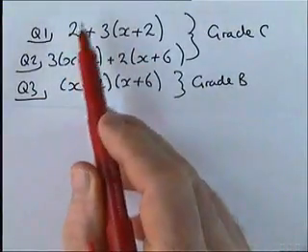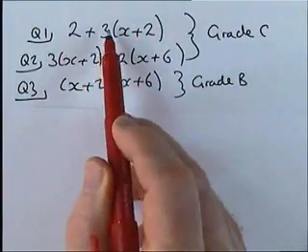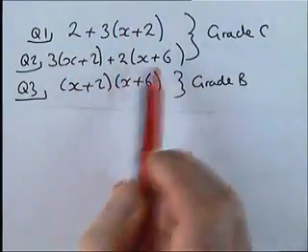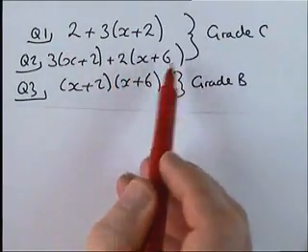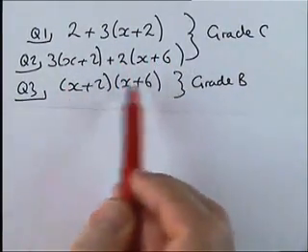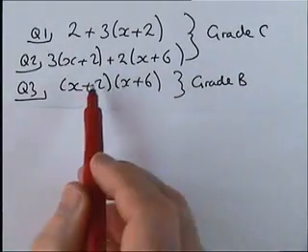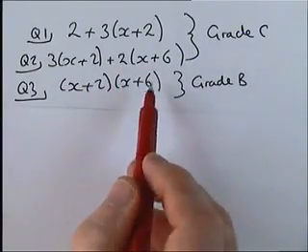This one is saying 2 plus 3 of these brackets, whatever's in this bracket, so 2 plus 3 lots of this, x plus 2. This question is saying 3 lots of this bracket plus 2 lots of whatever's in this bracket. Whereas this question, which we're moving on to now, is x plus 2 lots of x plus 6. So it's everything in this bracket multiplied by everything in this bracket.